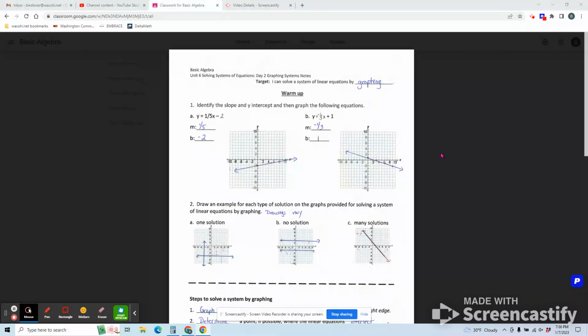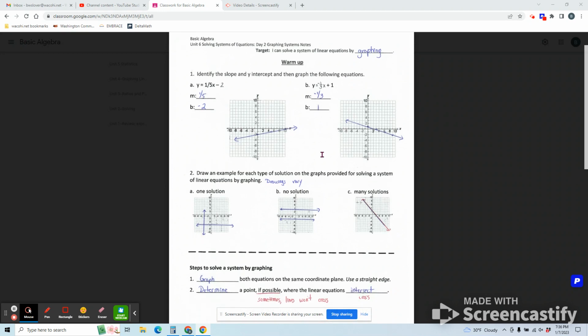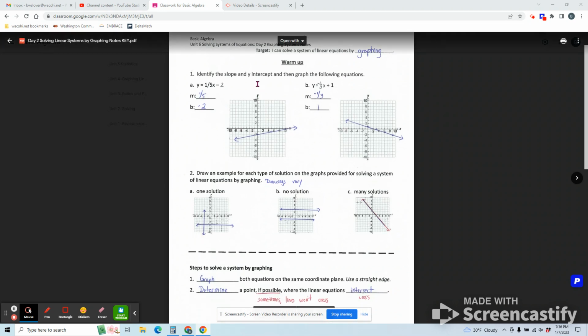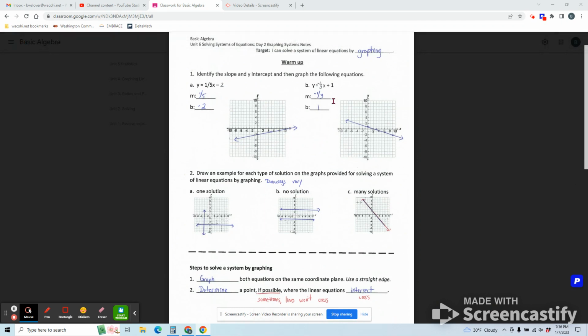Today we're talking about systems of equations again, and this is day 2 of graphing a system. You're going to be able to solve a system of equations by graphing, so we're just going to do some quick review on how to graph. You're identifying the slope and the y-intercept, and then you're graphing. Same thing on this one.